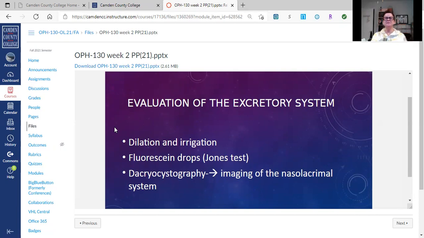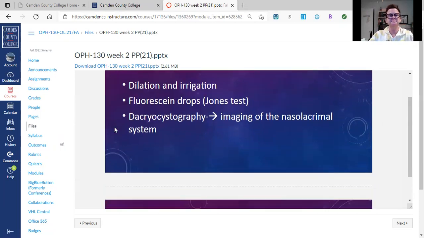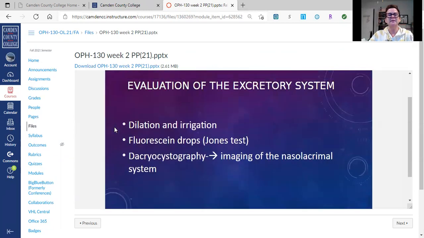We can also do something called a Jones test, and I'll explain what that is. So we instill fluorescein in the eye. Again, fluorescein is that bright yellow dye that we put in the tear film.